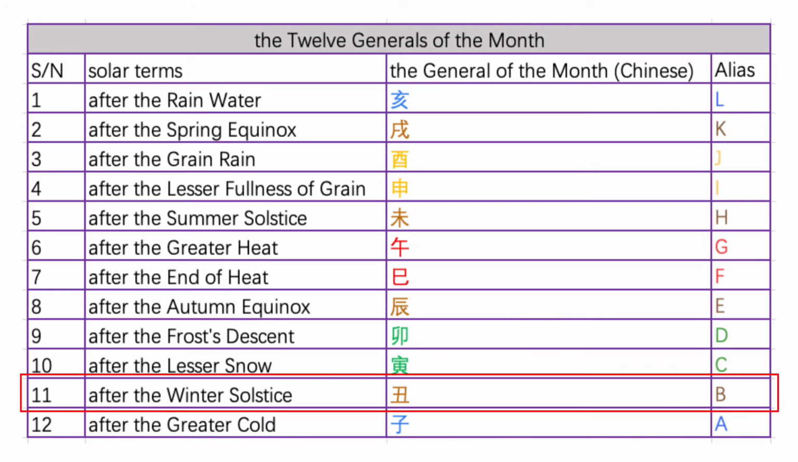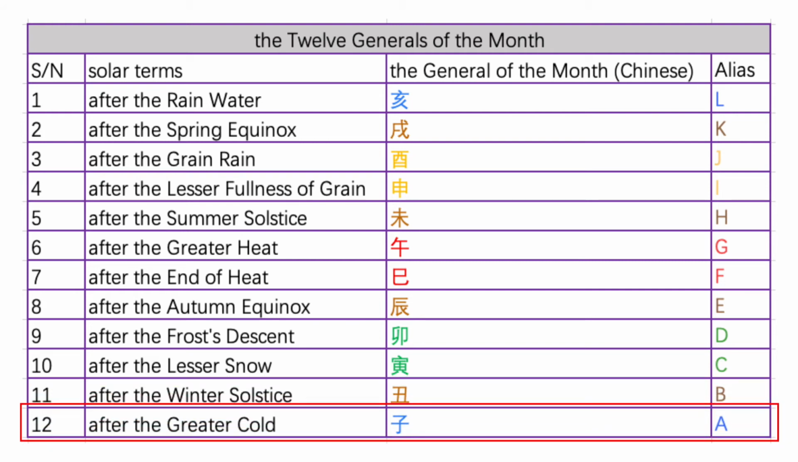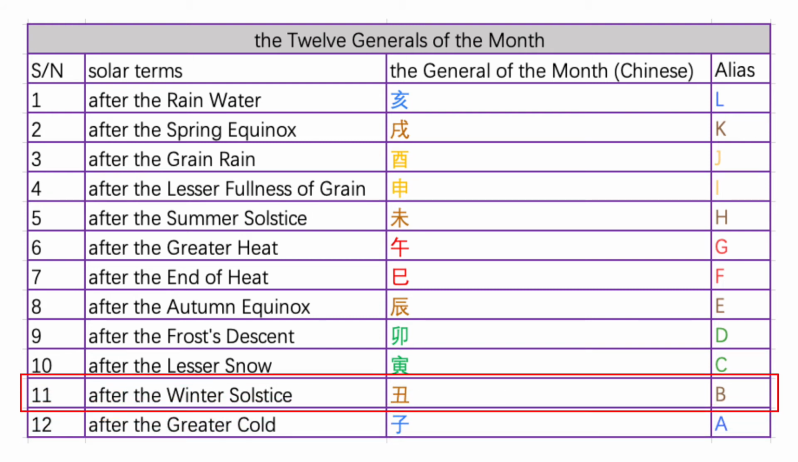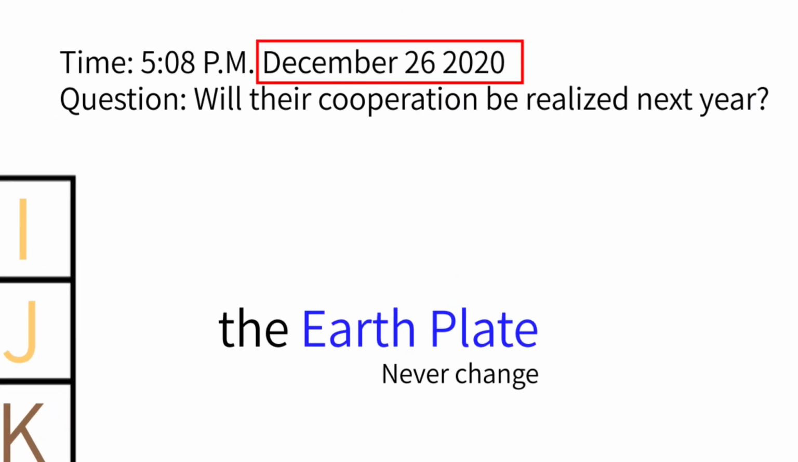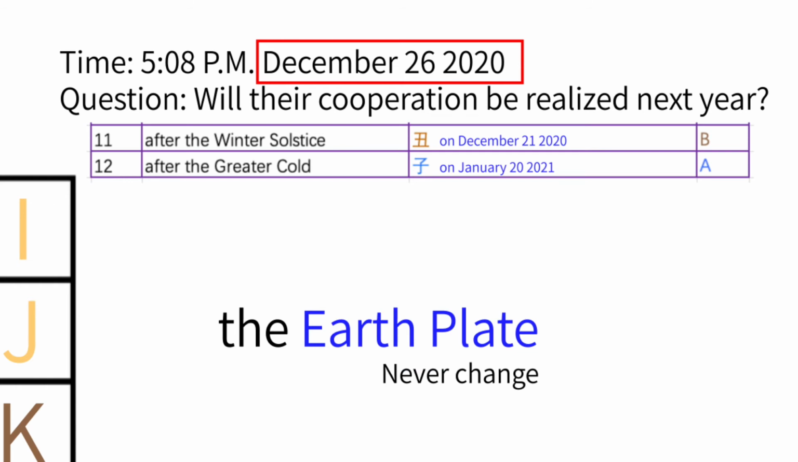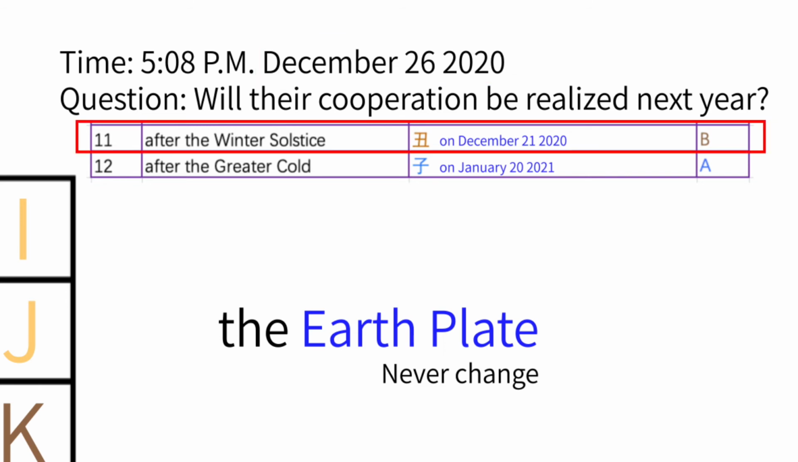After winter solstice, the general of the month is Chou, and after greater cold, the general of the month is Zi. In the 2020 lunar calendar, the winter solstice is on December 21st, 2020 in the Gregorian calendar, and the greater cold is on January 20th, 2021 in the Gregorian calendar. The date of December 26th, 2020 is before the greater cold and after the winter solstice, so the general of the month on this day is Chou, which is B.